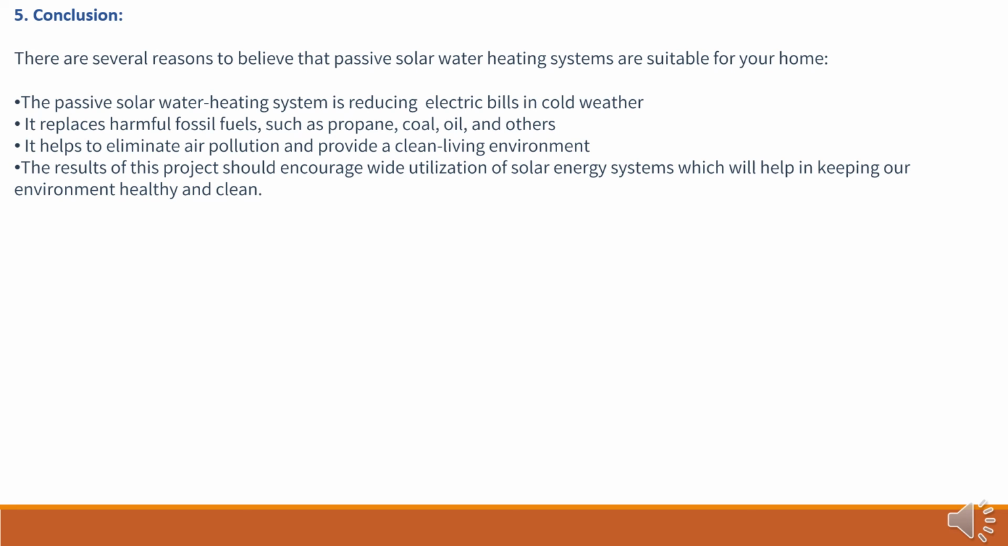Our conclusion from this project: there are several reasons to believe that active and passive solar water heating systems are suitable for your home. The passive solar water heating system reduces the electrical bill in cold weather. It reduces harmful fossil fuels such as propane, coal, oil, and others. It helps to eliminate air pollution and provide a clean living environment. The result of this project should encourage wide utilization of solar energy systems, which will help in keeping our environment healthy and clean.